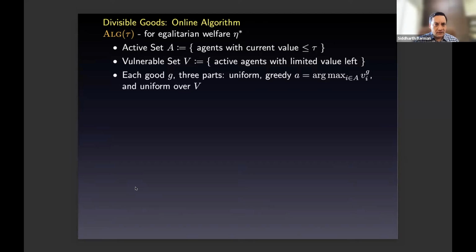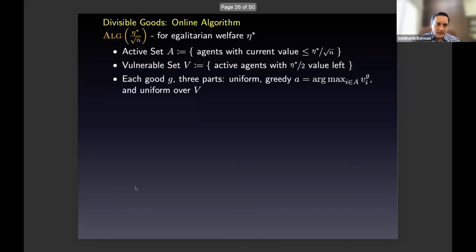For the time being, let's just roll with me and imagine that I know this eta star. That is, I know that there is a solution wherein all agents are getting a total value of at least eta star. Fine. For this case, what is the threshold? This is what I do. I set the threshold to be eta star by square root n, the number of agents. When I set the threshold to be that, my definition of the active sets is that these are agents who have received value less than eta star by square root n. So that's my threshold. I'll only keep an agent active till her value hits this threshold.